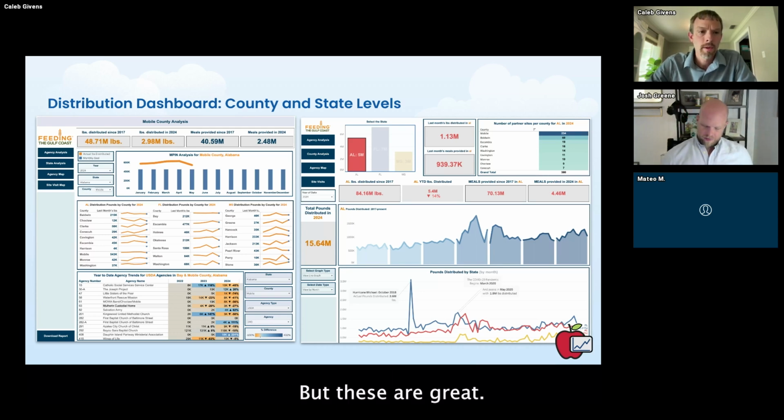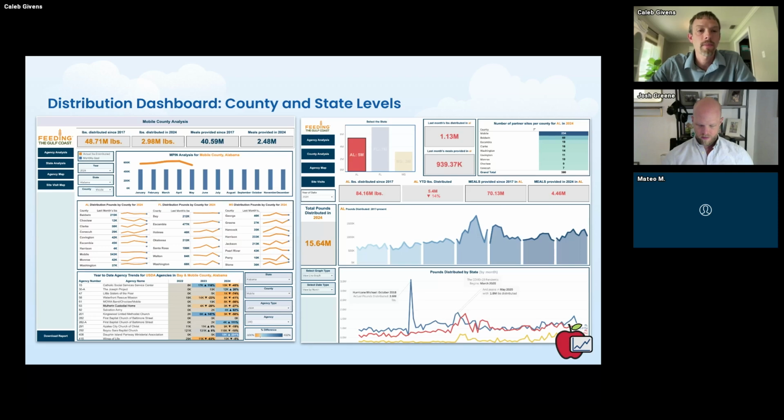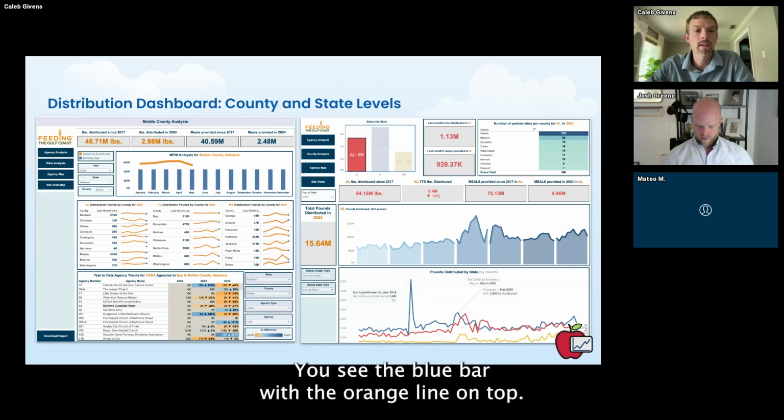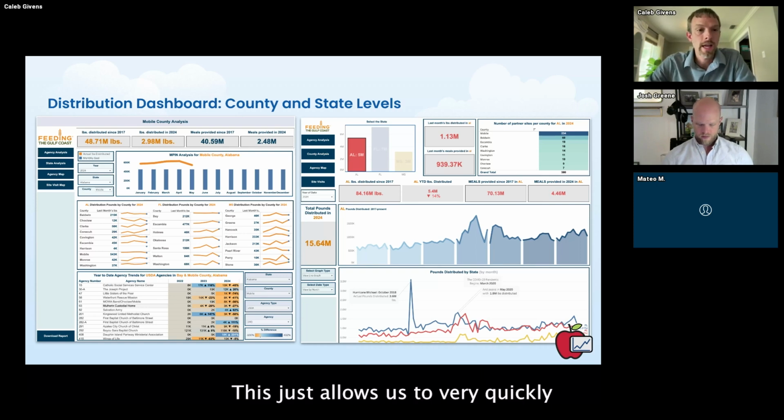So, but these are great. The one on the left is the county analysis. The most important one that's used is that top chart. You see the blue bar with the orange line on top. That's our MPIN analysis. So most of you in the Feeding America network are probably familiar with MPIN. This just allows us to very quickly see where we are in any county with our MPIN goals.